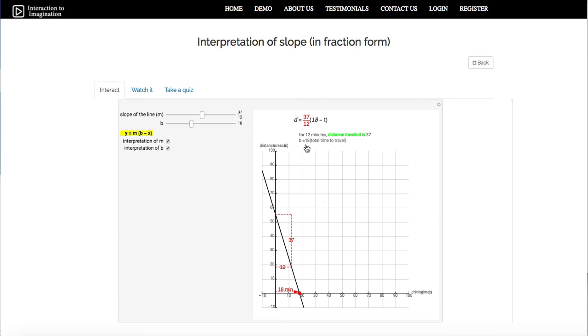Now B is going to represent where your line intercepts the x-axis. And in other words, it also represents the total time it takes to travel.